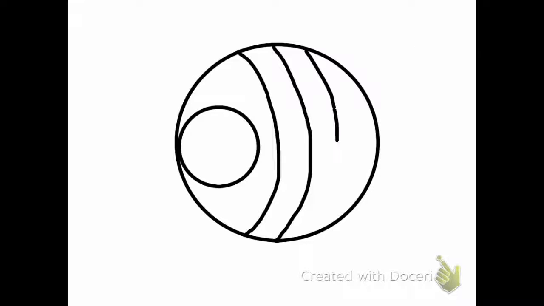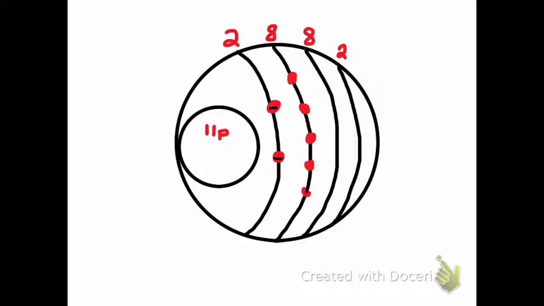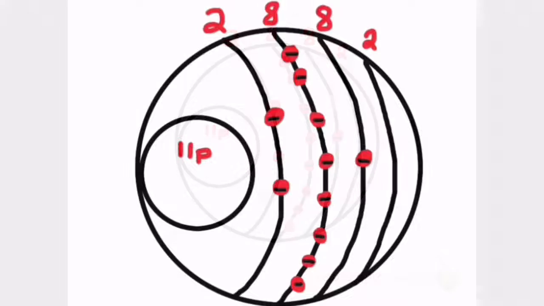So we're going to start out with a blank model. First we're going to add in the small circle how many protons it has. Now we're going to add the electrons. Keep in mind that the electrons and the protons have the same number. So if there are 11 protons, there are 11 electrons.